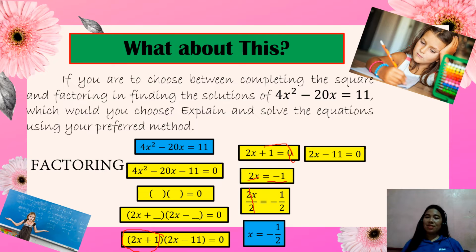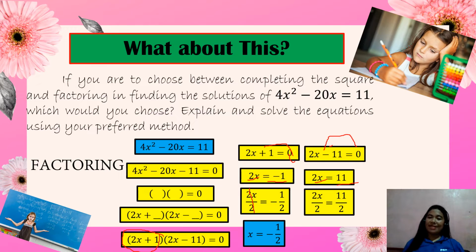Okay, let's do the same thing here. Transposing negative 11 to the other side of the equation will give us positive 11. And then same, we need to divide both sides by 2. So that will give us 11 over 2. Cancel this, so we have x equals 11 over 2. You can pause this video and write down the values so that we can compare whether, if we use completing the square, we will still come up with negative 1/2 and 11 over 2.